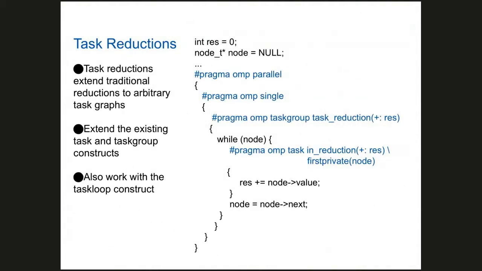The task reduction is newly proposed in OpenMP 5.0. So it looks like where you have parallel, you can have parallel group, task group. You can do the task reduction as the traditional way, reduction to arbitrary numbers, like you do the sum, you do the maximum. That was available in the past OpenMP, and now they extend the list to the arbitrary task graphs. And it extends the existing task and task group constructor, and it also works with the task loop constructor.